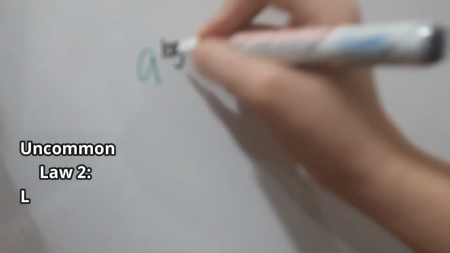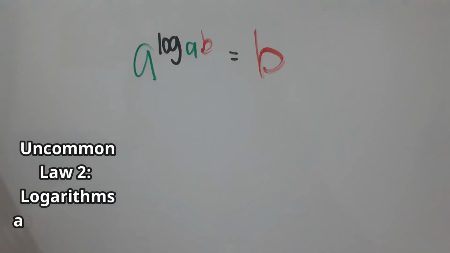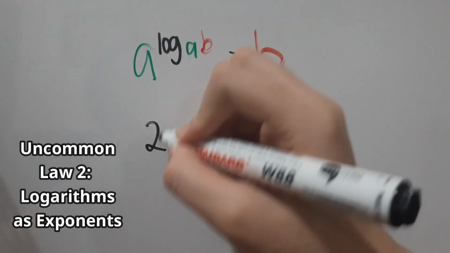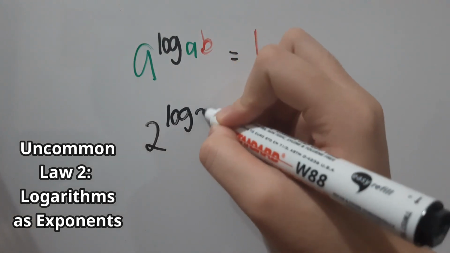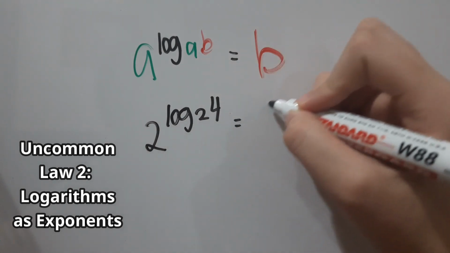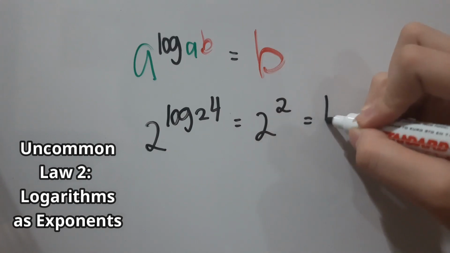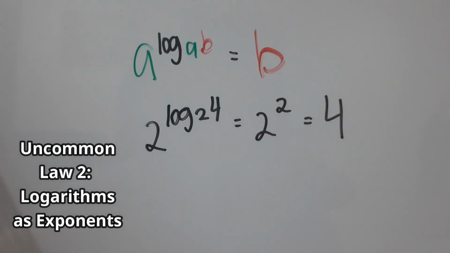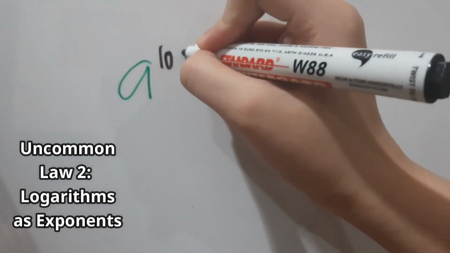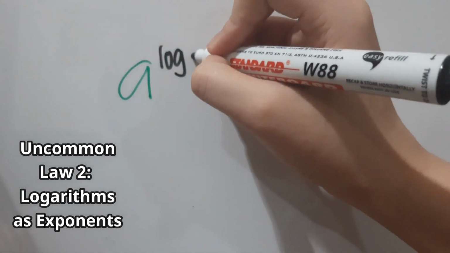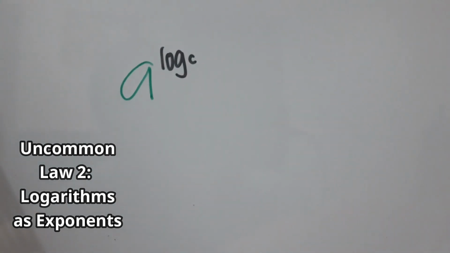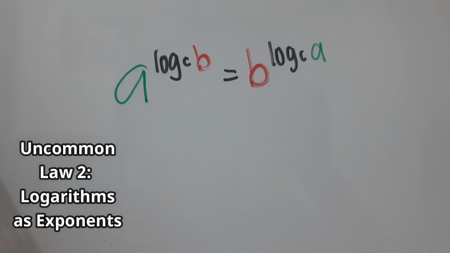Uncommon law 2. Logarithms as exponents. If we have a to the power of log base a b, the result is equal to b. For example, we have 2 to the power of log base 2 4, which can be simplified to 2 to the power of 2, which is 4, and the same as the result of their logarithmic power. We also have a to the power of log base c b equal to b to the power of log base c a.